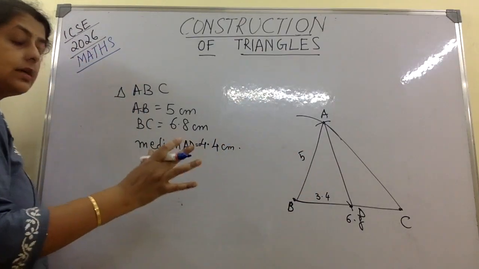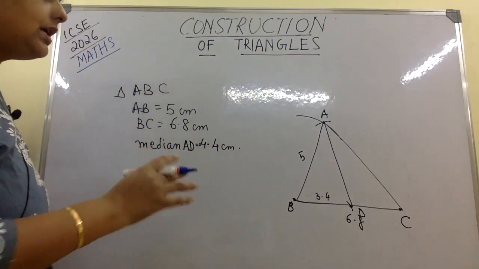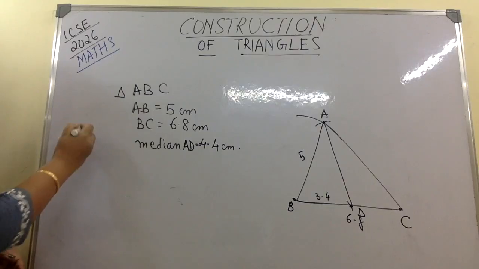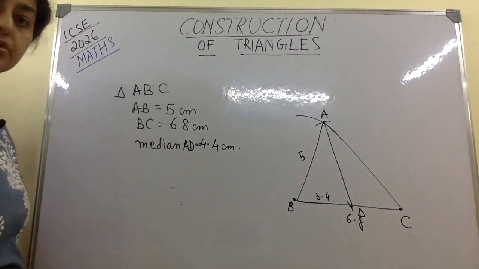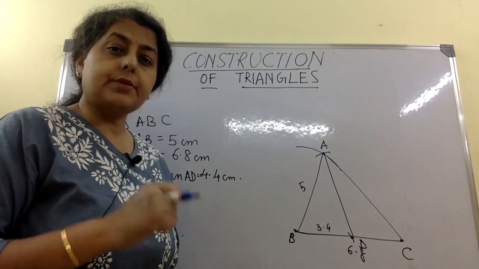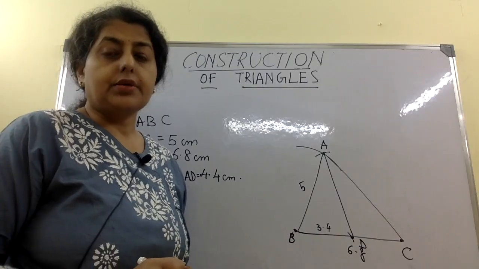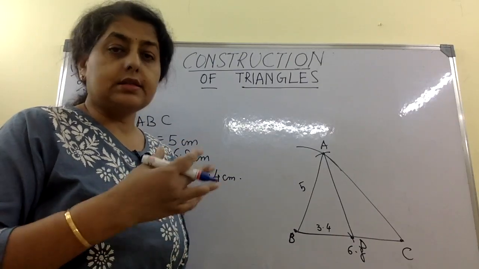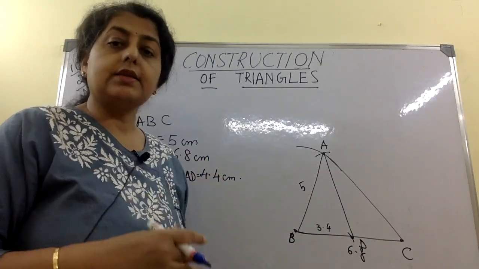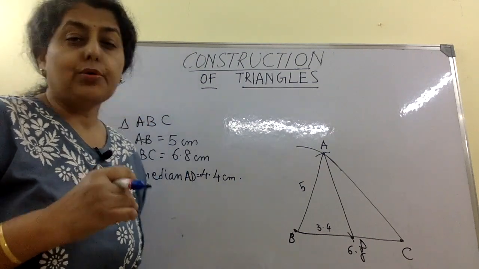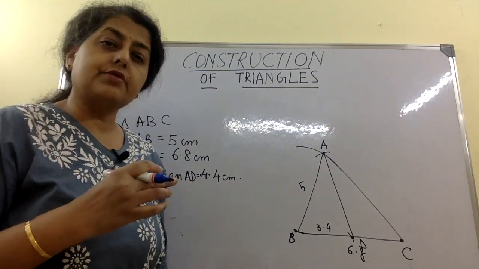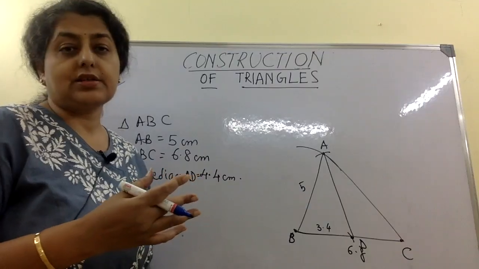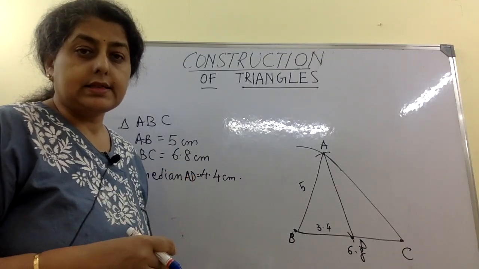So this was one sum where median was given and two sides were given. Very important question. See to it that you know this question. These were a few of the questions from construction of triangles. Again I'll tell you, please see this if you are not very confident about construction of triangles, which will be used for construction of circles in 10th ICSE.